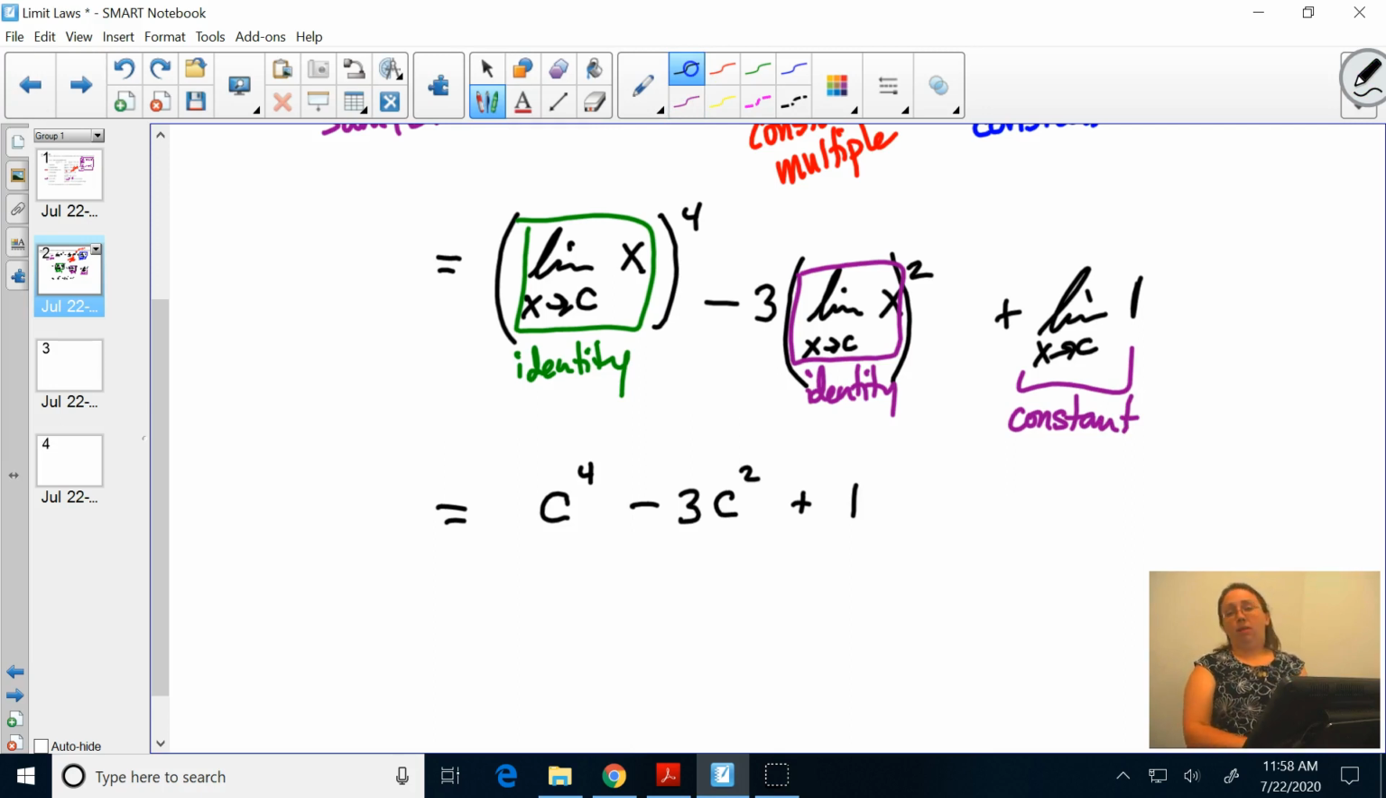And there you go. If c were a number, you'd use your number instead of c, but this is an example of how the limit laws allow you to take a more complicated function and break it down to things that you know: identity and constant functions. I think it's cool.